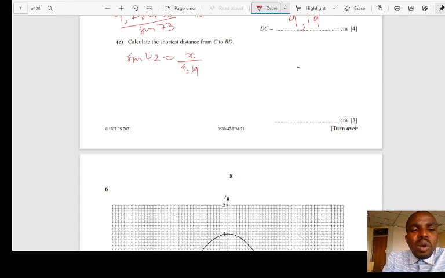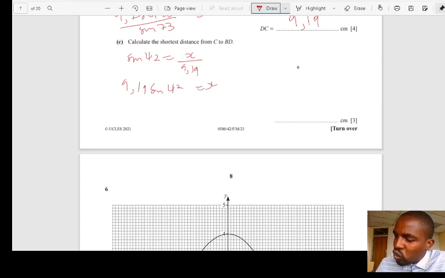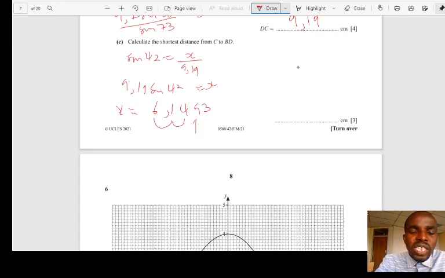Then you cross multiply, it will be 9.19 sine 42 is equal to x. 9.19 times sine 42, what do we get? 6.1. So x is equal to 6.1493. To three significant figures, 1, 2, 3, you look at this one. So you add 1 to 4. It will be 6.15. Like this, done.